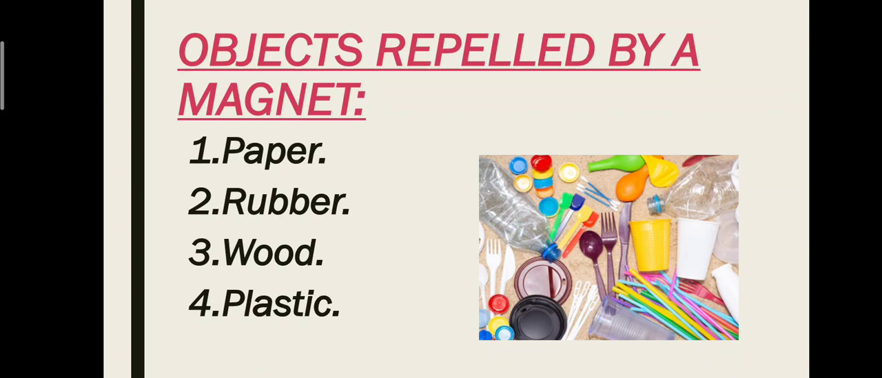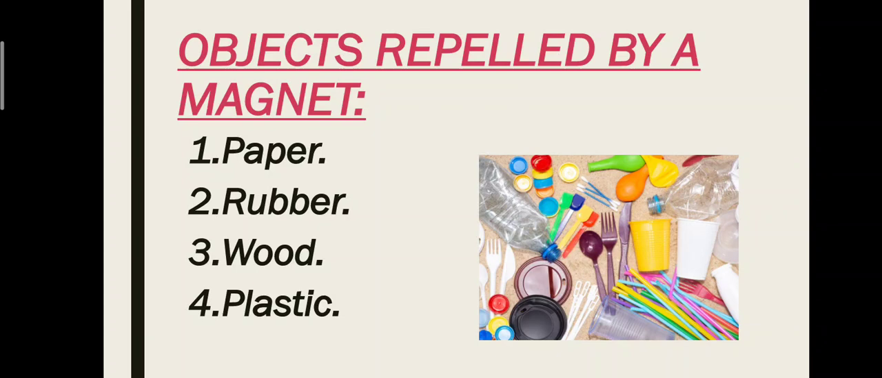Moving on to the next part, which is the objects that a magnet does not pull. Objects repelled by a magnet. What is the meaning of repulsion? Repelled means to move the thing away from itself. The magnet does not attract these things. For example, the paper, rubber, wood, plastic. These are some examples of the objects that a magnet cannot pull. So I hope you all get my point. This is the definition of magnet and the difference between the objects that are attracted and the objects that are not attracted by a magnet.